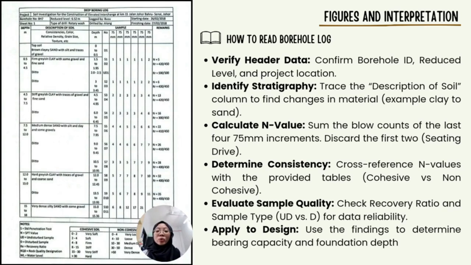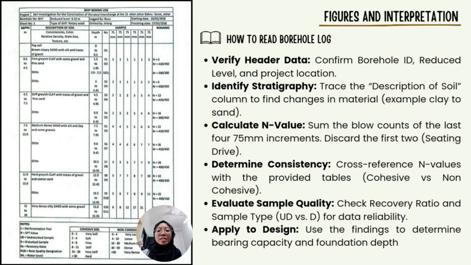Next is to calculate the N value: sum the blow counts of the last four 75mm increments, and discard the first two seating drive. If you look at the figure, we can take the example at the top, 1, 1, 1, 1, 1, 2. We only take the last four, which is 1, 1, 1, 2. So 1, 1, 1, 2 gives N equals 5. The reason we discard the first two is because of the seating drive.